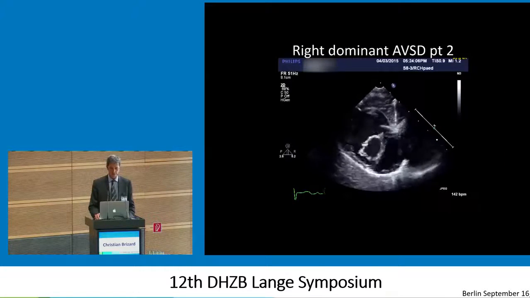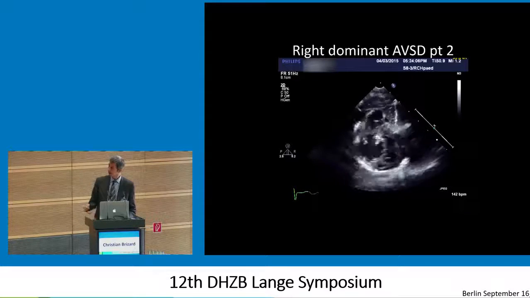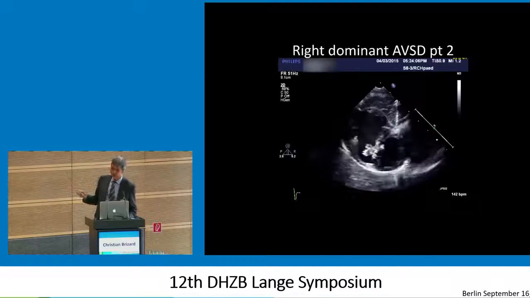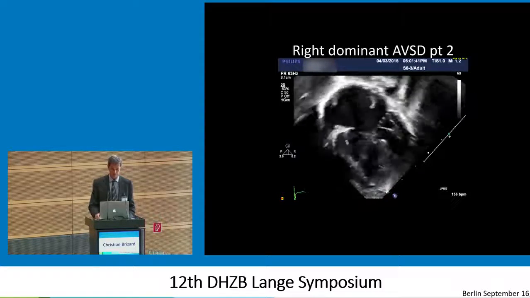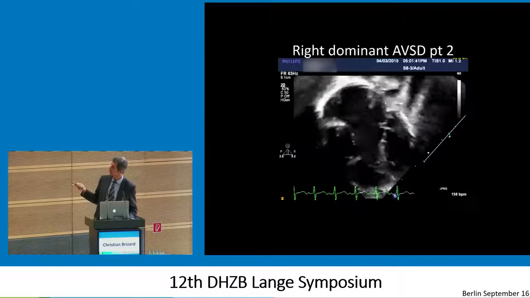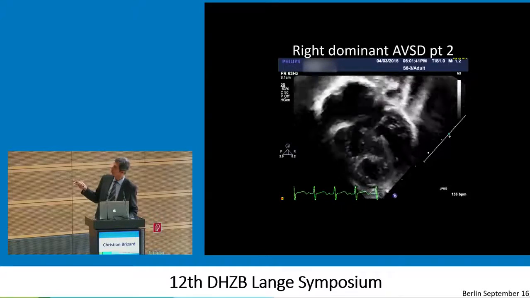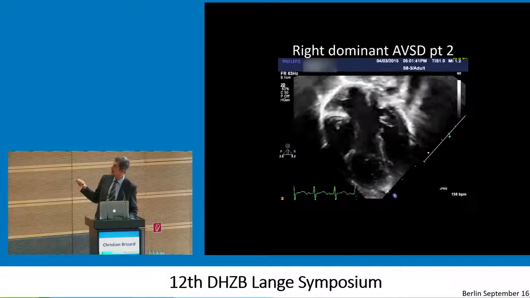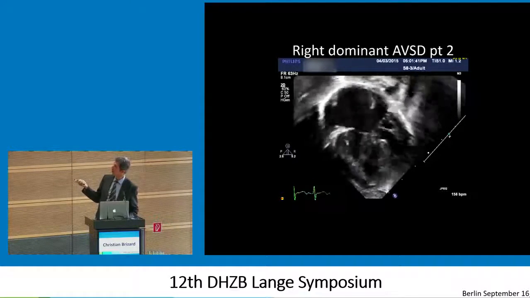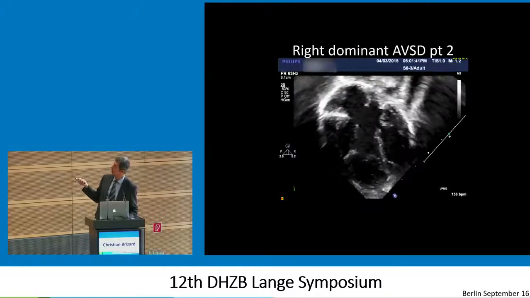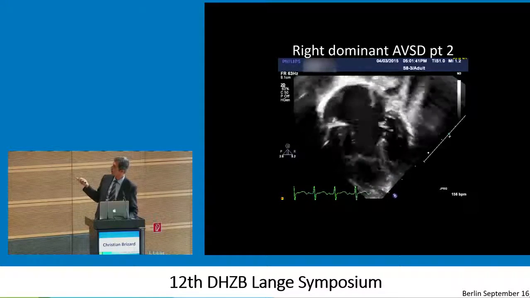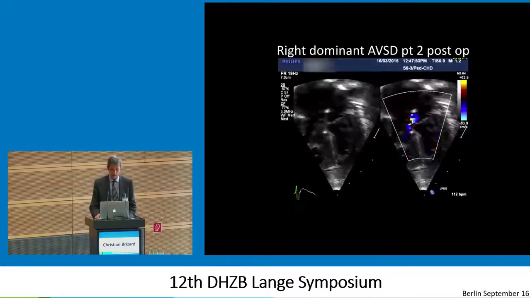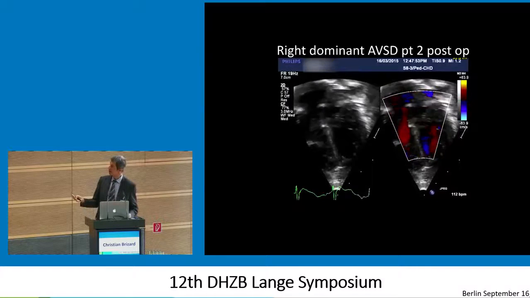Another right dominant AV valve, hardly any tissue on the left side, and a very appropriate... this is the long axis, sorry. So you can see that, according to these indexes that have been described, this patient could not be septated, but you can see that the length of the ventricle is very suitable, and we have a perfectly balanced repair.